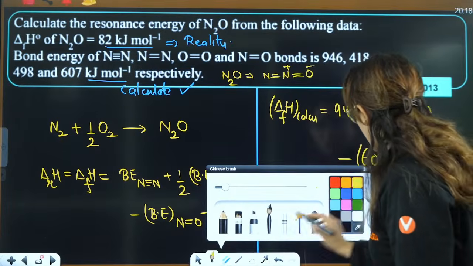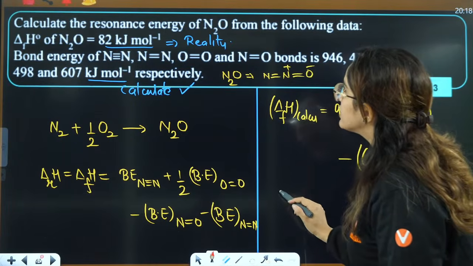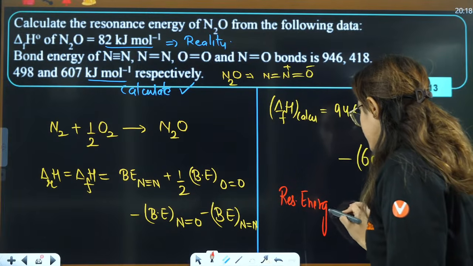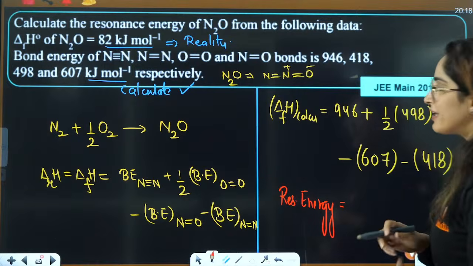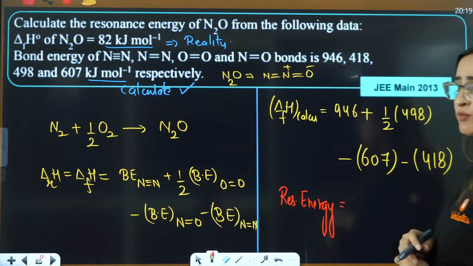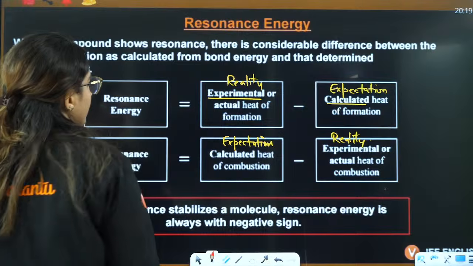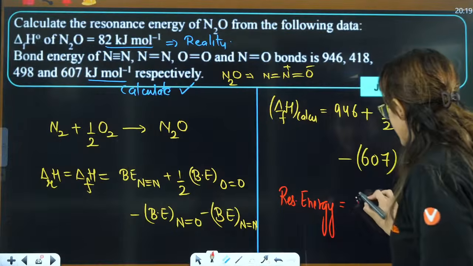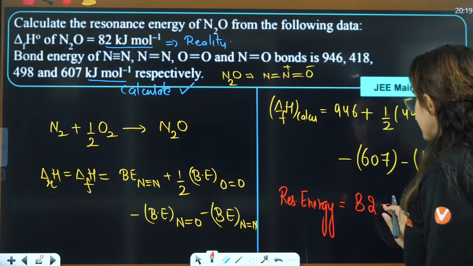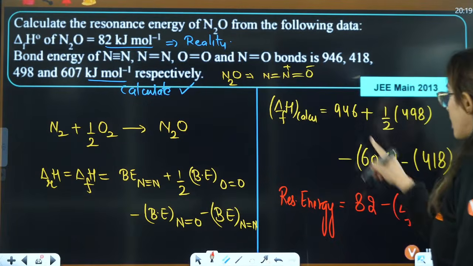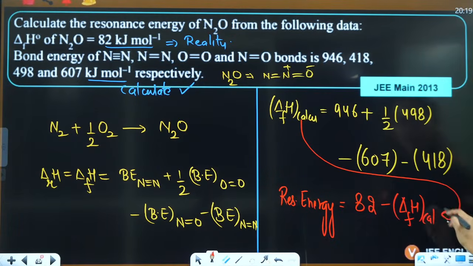Solve this, and what will be the resonance energy? Resonance energy is going to be the reality versus expectation. Reality minus expectation. So the reality is 82, minus what you have calculated here, the delta H formation calculated. What you have calculated here, you will put it here and you will get your answer.